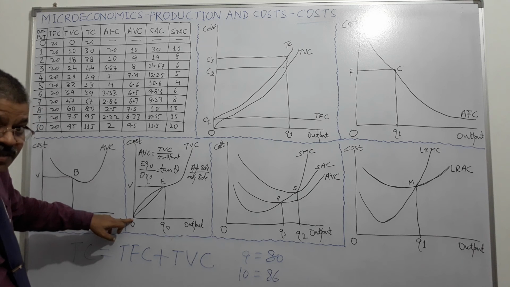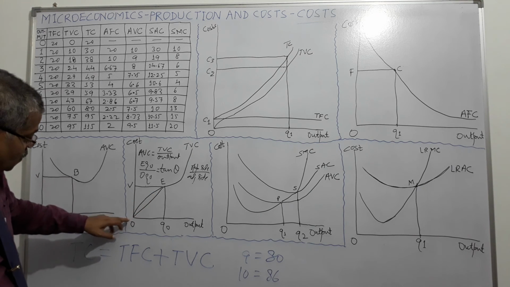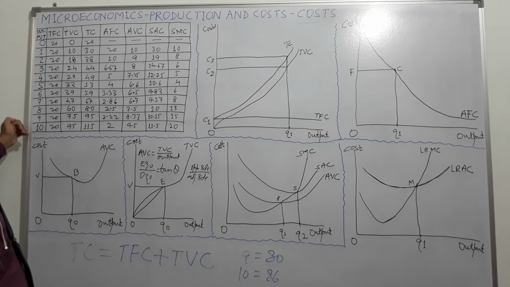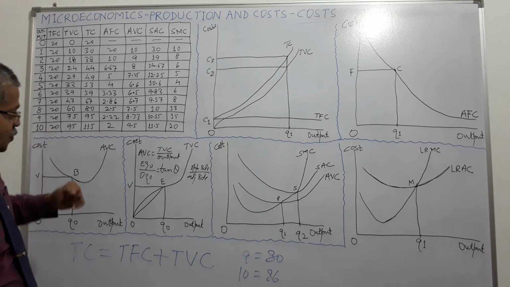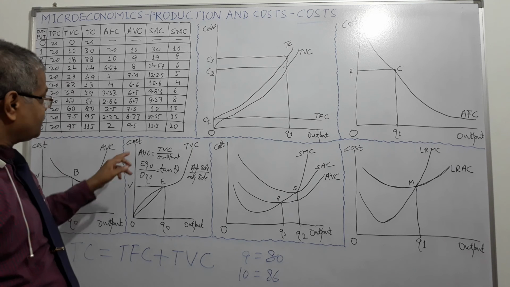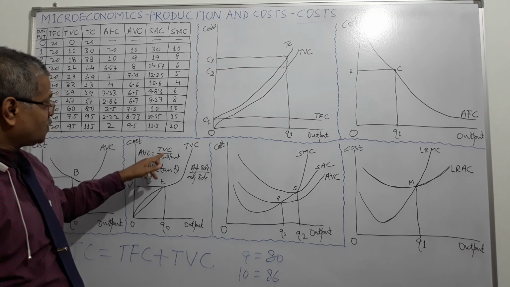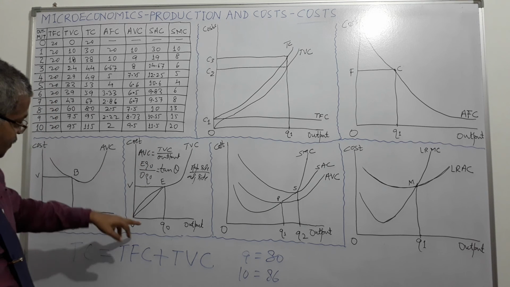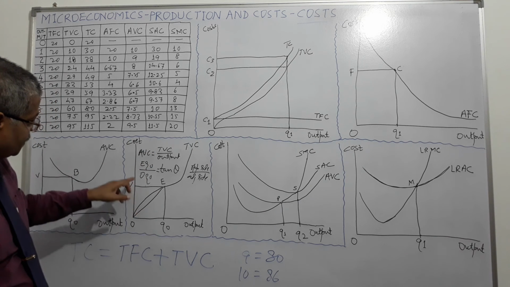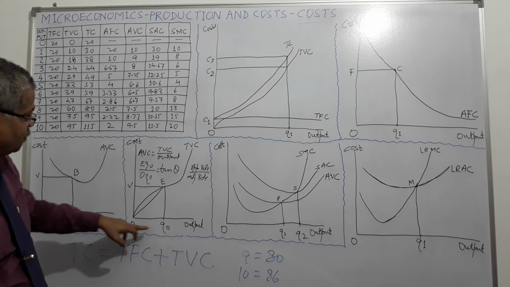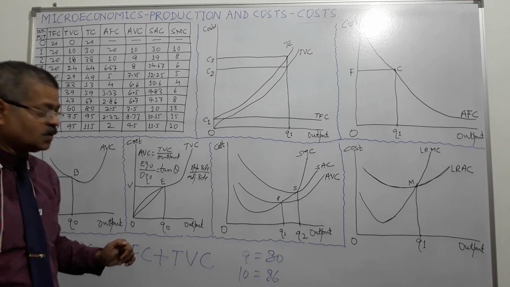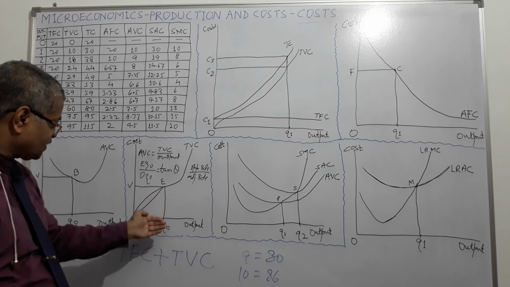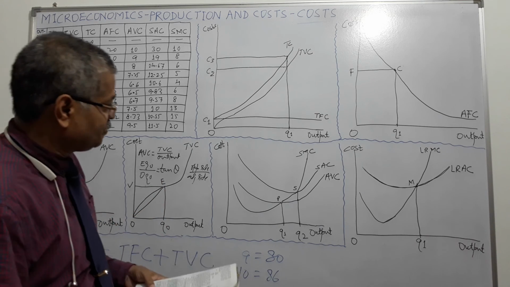When the output is 0, total variable cost is 0. When output goes up, total variable cost goes up. And the formula is average variable cost is equal to total variable cost upon output. So total variable cost EQ0 upon output OQ0 is equal to tan theta, opposite side divided by adjacent side.